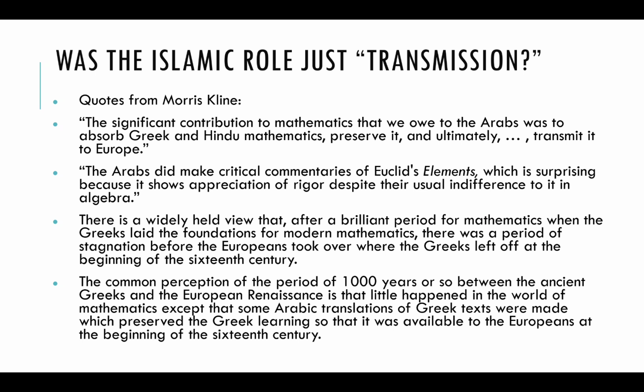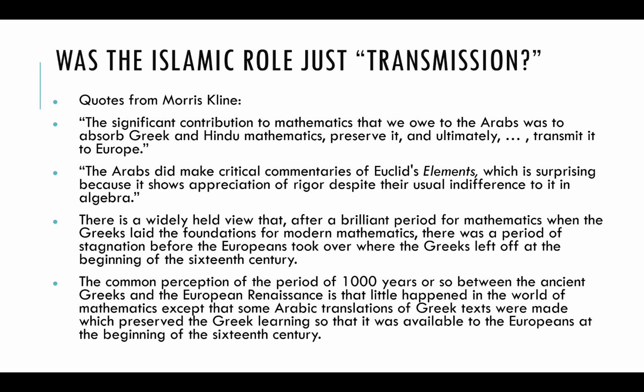And it quotes from this idea by Morris Klein, one of the authors of some of the books that are very useful. A significant contribution to mathematics that we owe to the Arabs was to absorb Greek and Hindu mathematics, preserve it, and ultimately transmit it to Europe. He also said the Arabs did make critical commentaries of Euclid's Elements, which is surprising because they show appreciation of rigor despite their usual indifference to it in algebra. These are all from him.